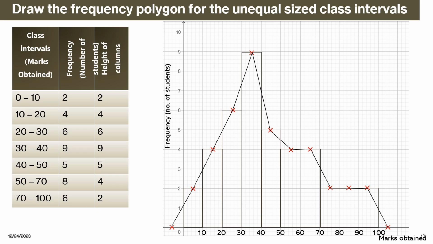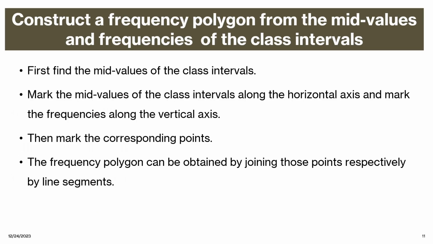Right. The next method is to construct a frequency polygon from the mid values and the frequencies of the given class intervals. Fine. Pause the video, read the steps that you have to follow to get the frequency polygon in this method. Later we'll discuss it with an example.